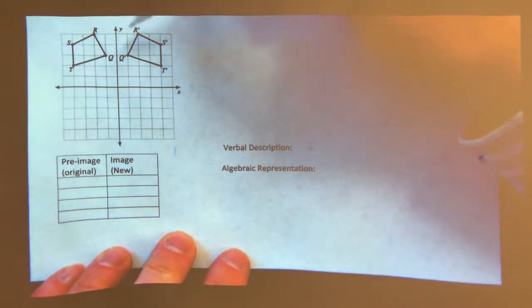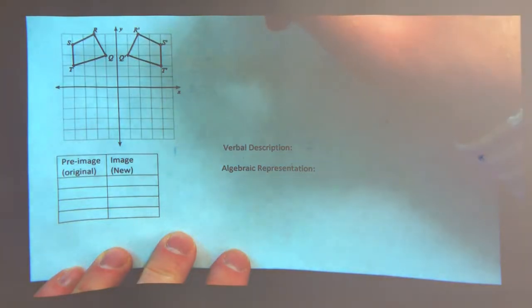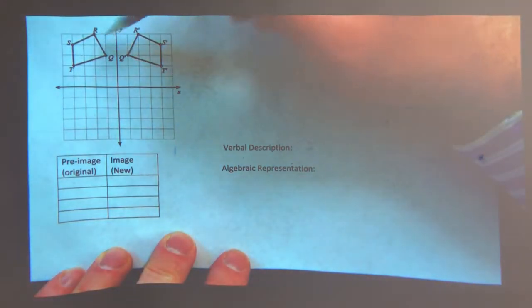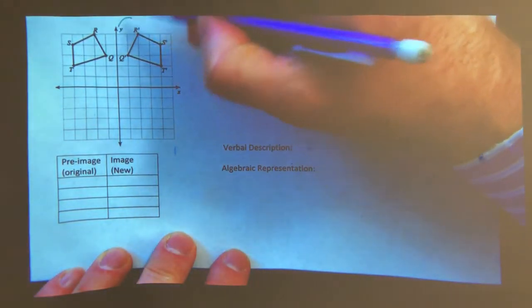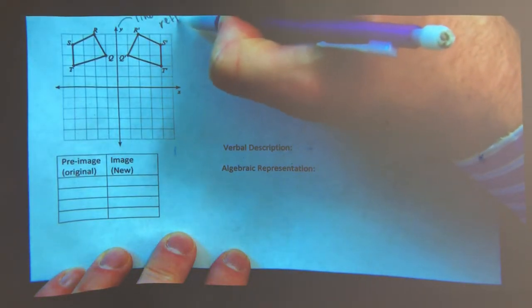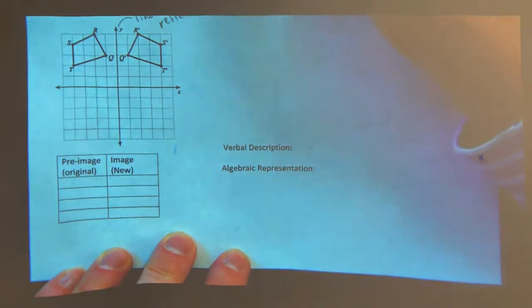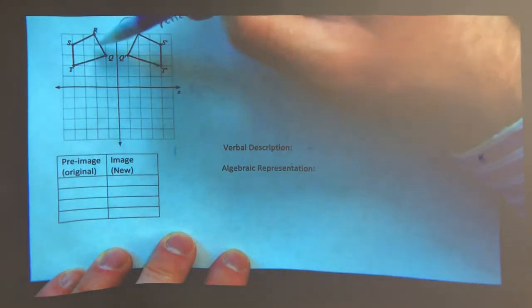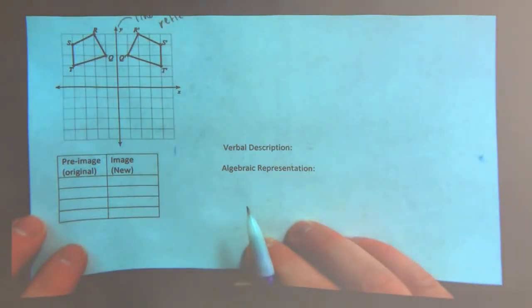So notice, let's do one more reflection here. Notice this time we're reflecting across the y-axis. So the y-axis is our line of reflection. Where before we flipped it across the x-axis, this time we're flipping across the y-axis.